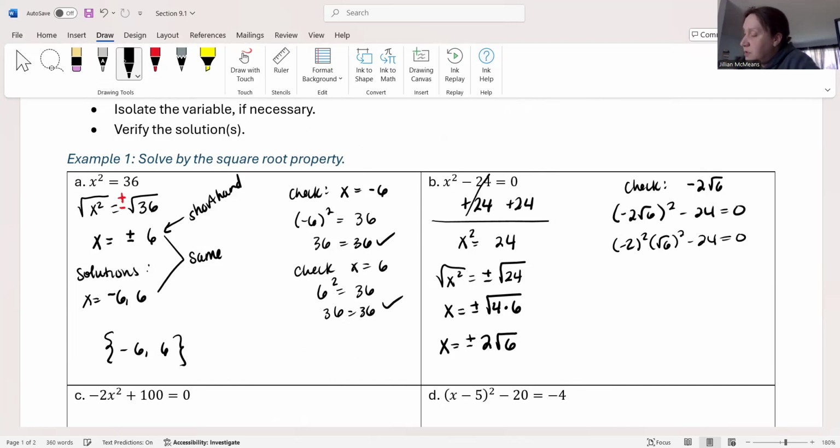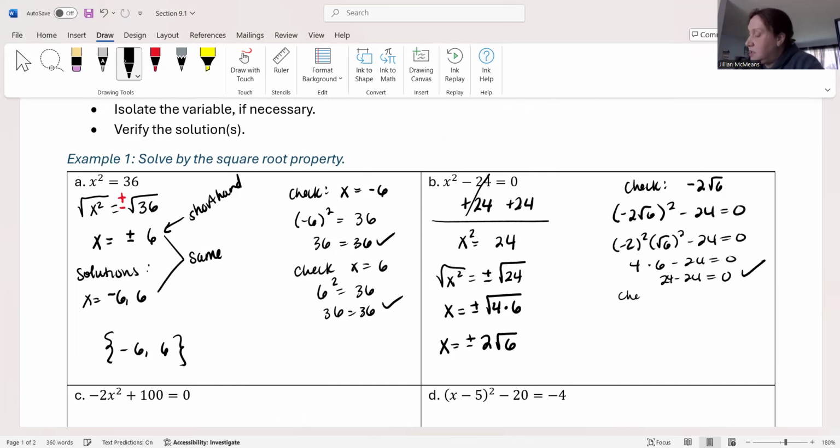Well, negative 2 squared is 4, okay? The square root of 6 squared, when you square a square root, they just undo each other. So that just equals 6. Well, 4 times 6 is 24. And 24 minus 24 really is 0.